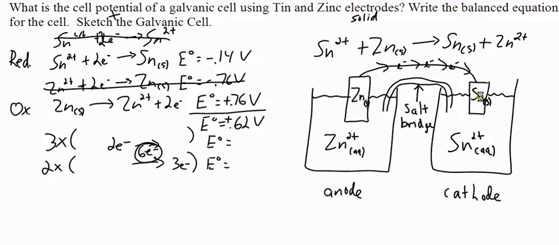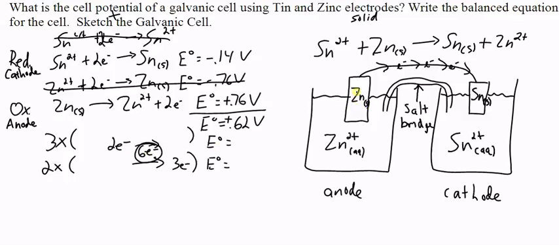So the last piece to make sure that I've made clear is the reduction half reaction belongs in the cathode, and the oxidation half reaction belongs in the anode. Now if you want to take a closer look at some of this potential calculating, I'm going to put together a separate video, so you can go ahead and take a look at that separately if you want to go back and review that.